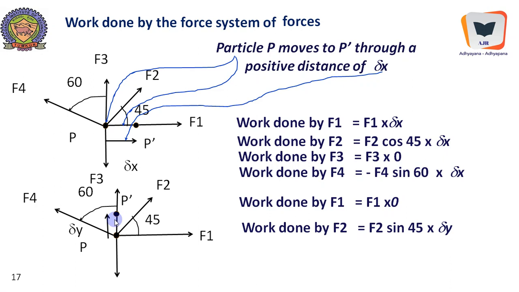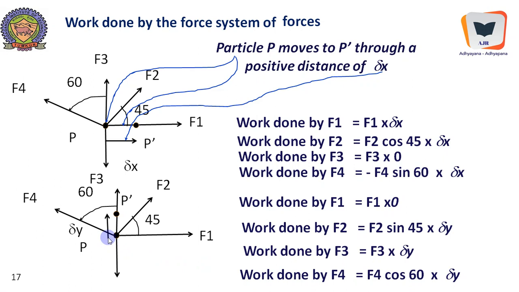Work done by F3 is F3 into del y. F3 is vertical up, and the displacement is also vertical up. And work done by F4 is F4 cos 60, which is vertically up, into del y. So this is how we find the work done by the forces.